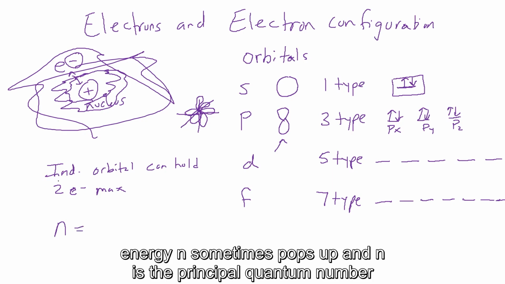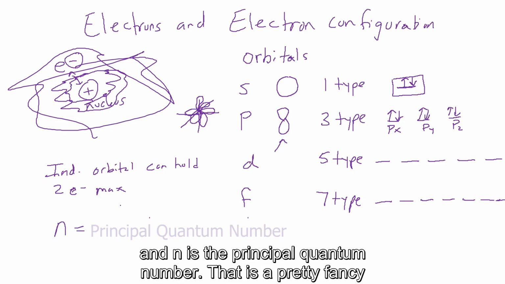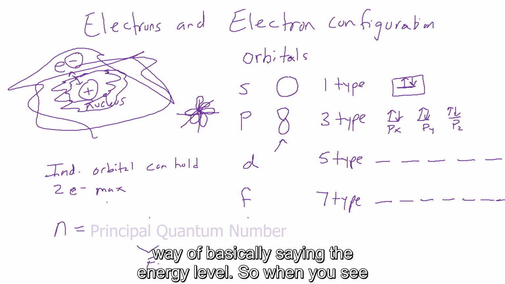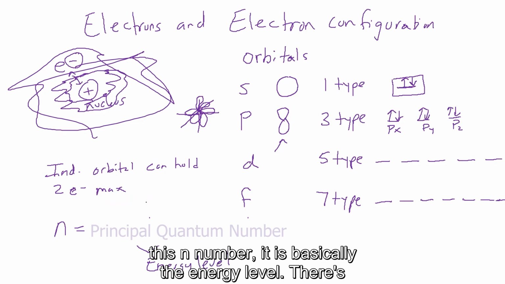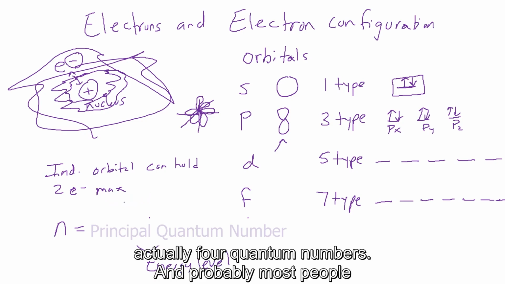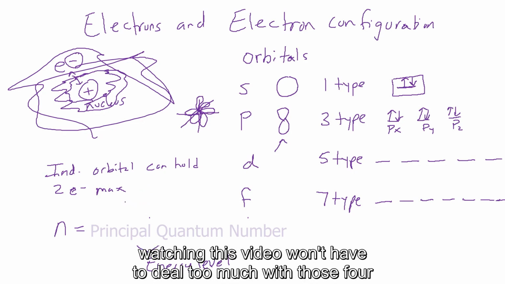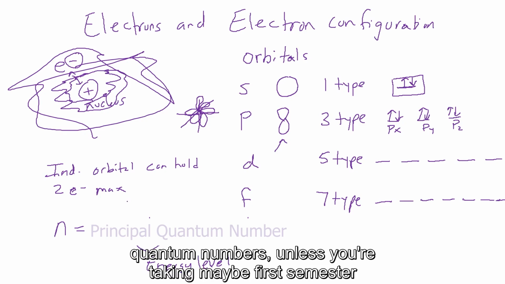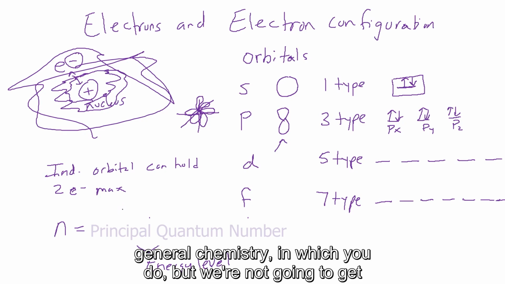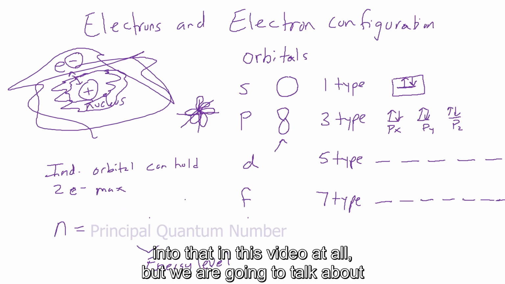n sometimes pops up. And n is the principal quantum number. That is a pretty fancy way of basically saying the energy level. So when you see this n number, it is basically the energy level. There's actually 4 quantum numbers, and probably most people watching this video won't have to deal too much with those 4 quantum numbers, unless you're taking maybe first semester general chemistry, in which you do, but we're not going to get into that in this video at all.